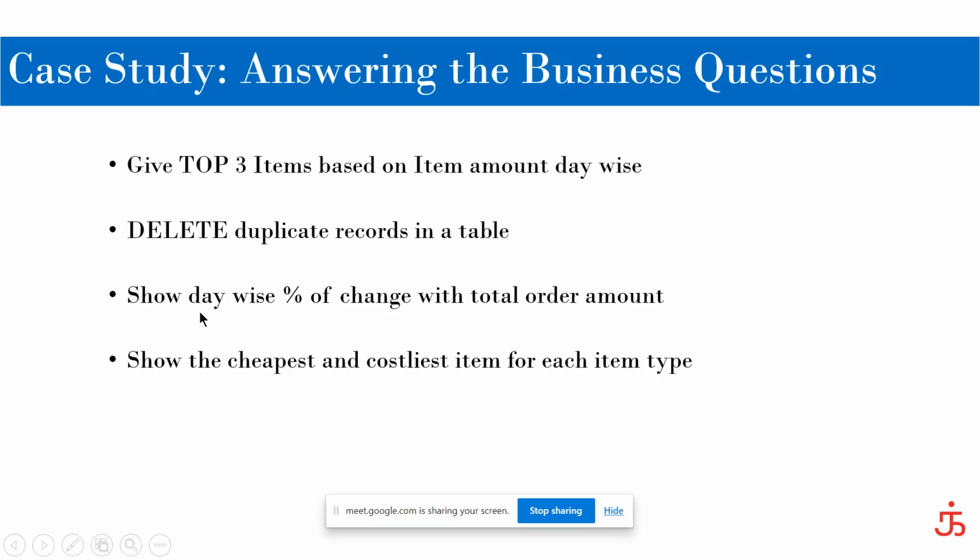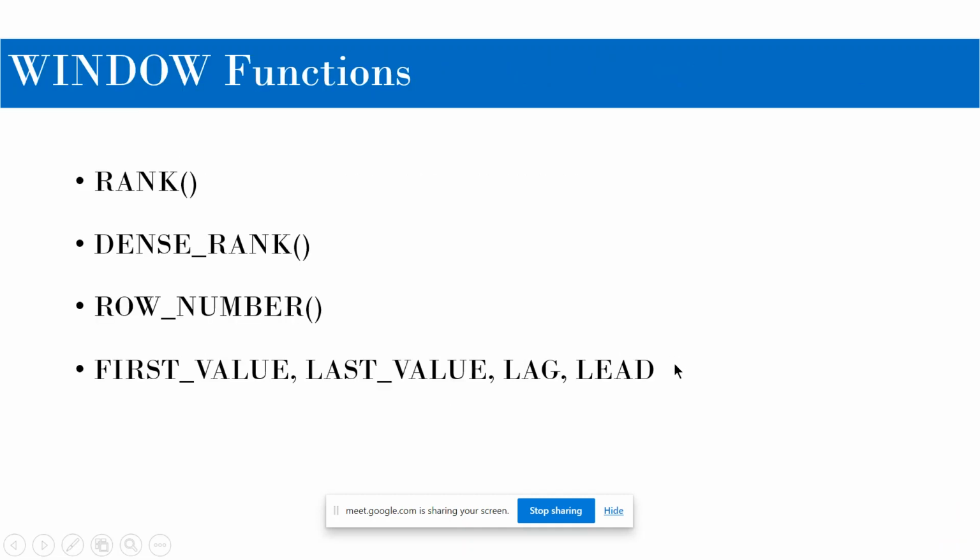Then we are also going to see day wise percentage of change from previous day to today, or previous week to this week. What is the sales change, right? So we are going to see year on year, month on month, week on week kind of analysis. And then in a single query, we are going to get both the cheapest and costliest item for each item type based on the item rate.